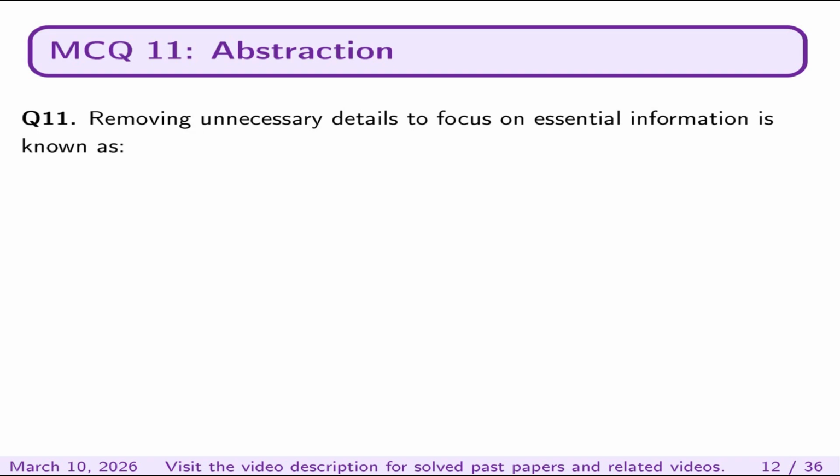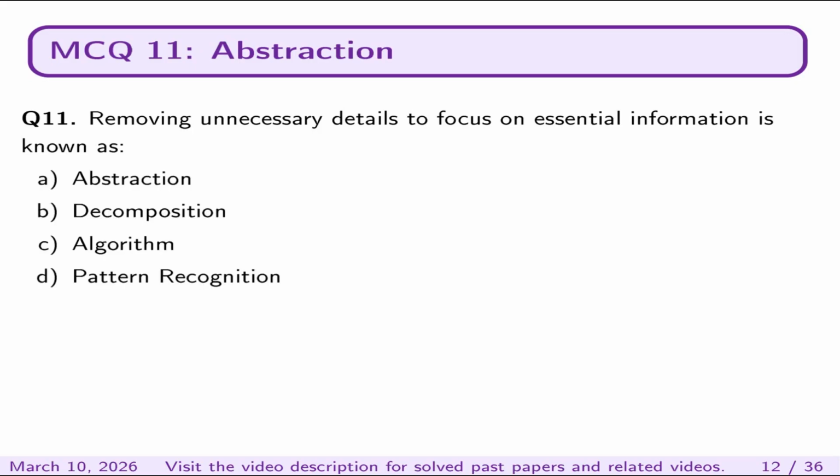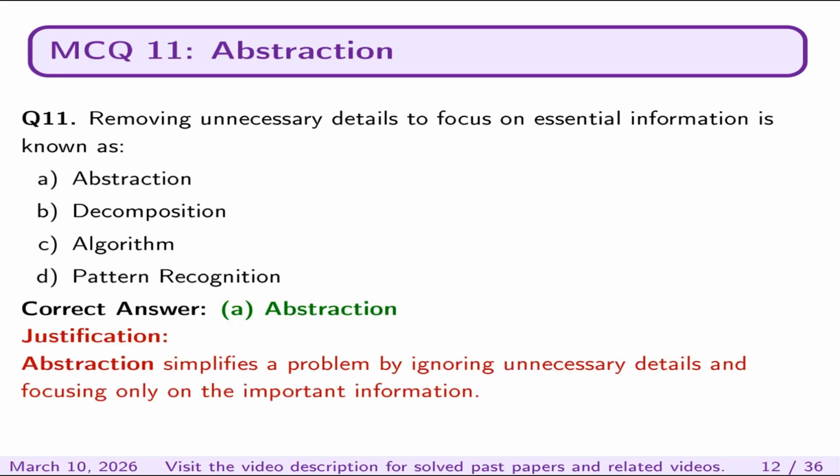Question number 11. Removing unnecessary details to focus on essential information is known as abstraction, decomposition, algorithm, pattern recognition. The correct option is the abstraction. Because abstraction is used to simplify a problem by ignoring unnecessary or irrelevant information or detail and focusing only on the important or implementation part.